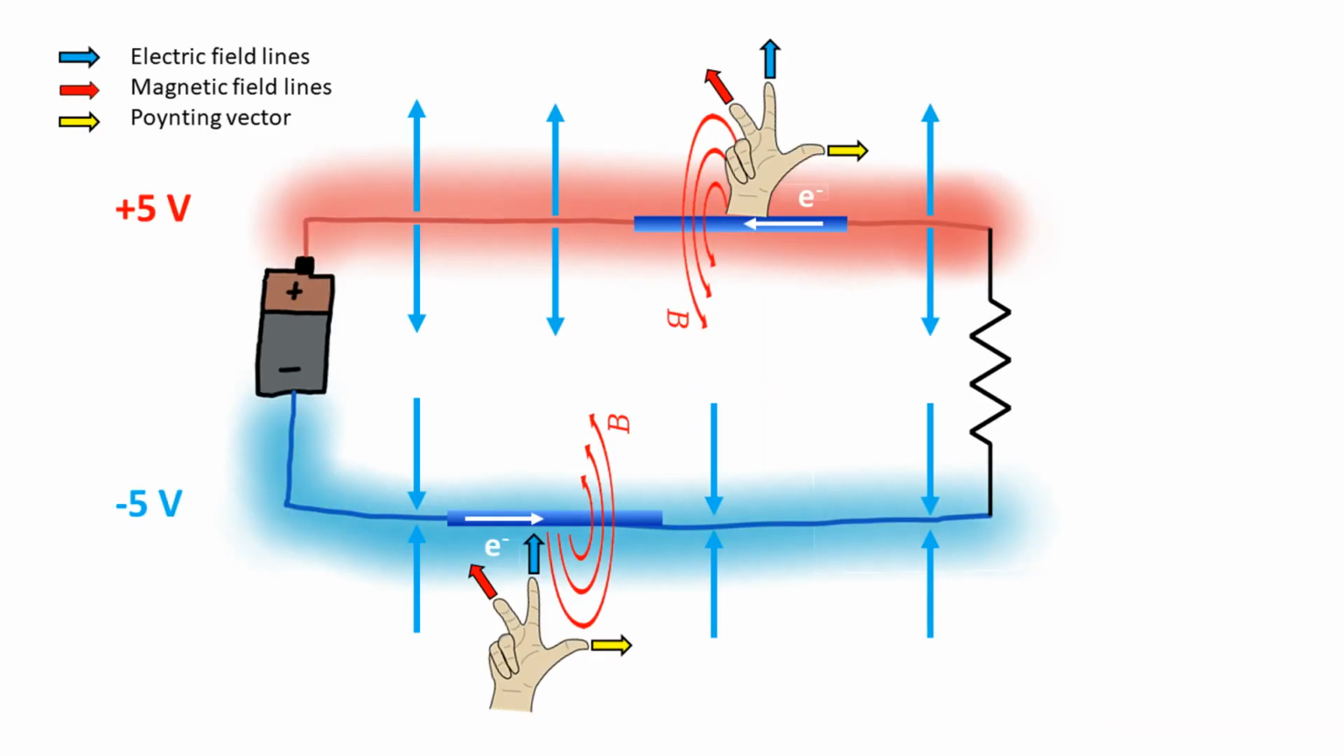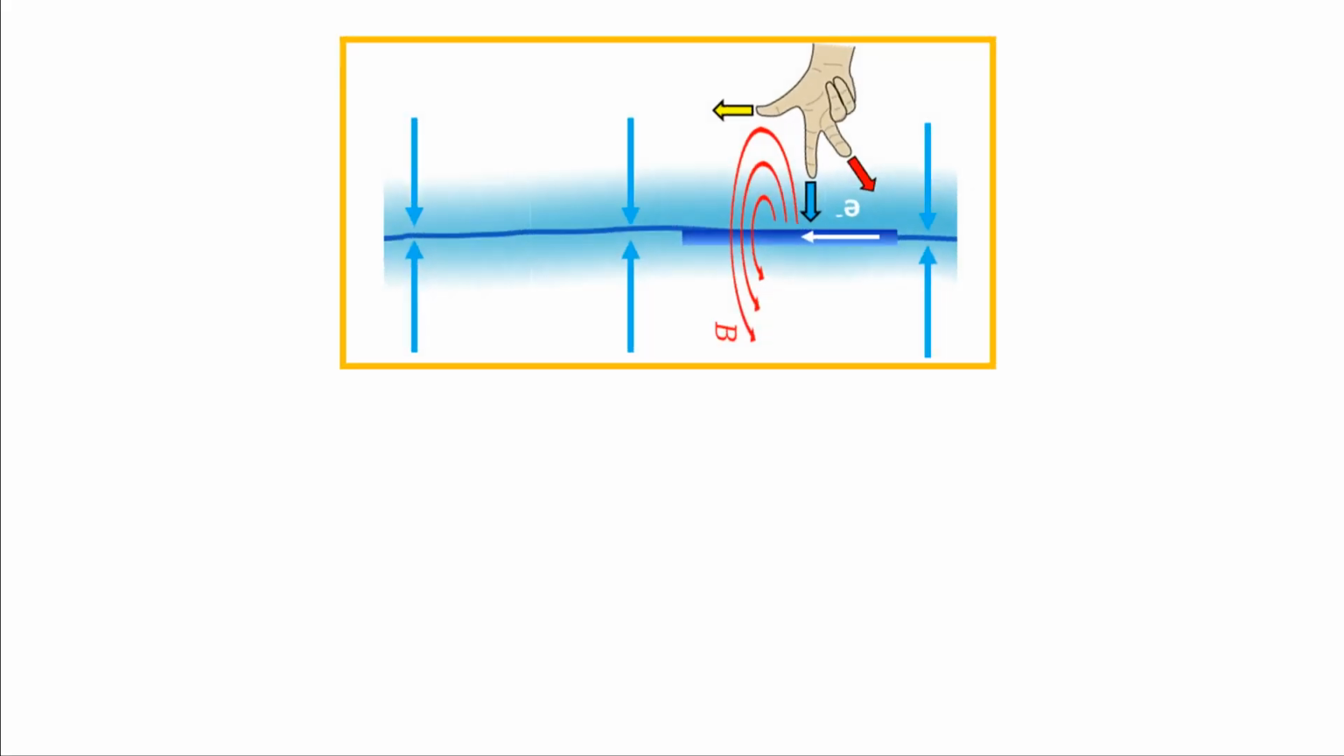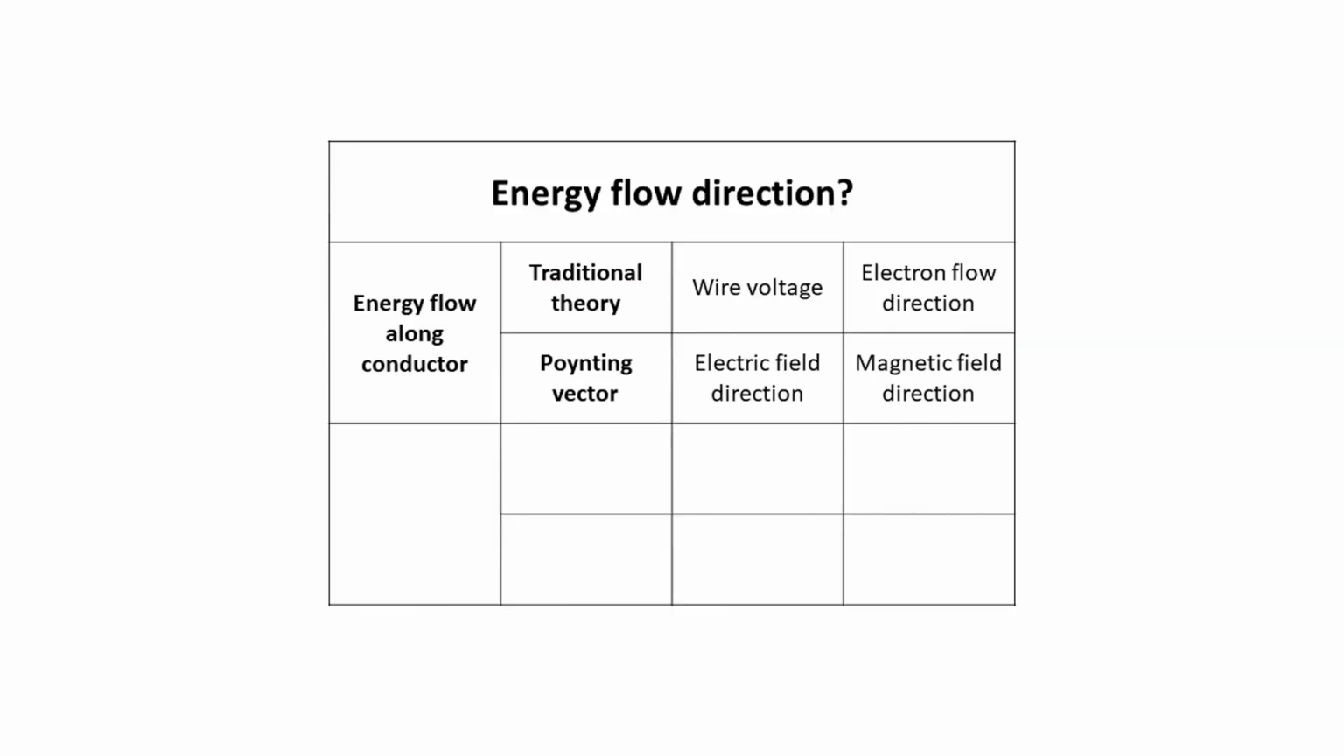And with the Poynting vectors added, we notice something interesting. On the negative branch of the circuit, the Poynting vector points in the same direction as the flow of electrons, regardless of how we orient the wire. And on the positive branch, the Poynting vector points in the direction opposite to the flow of electrons. So we find that, even though the Poynting vector analysis uses a different set of inputs, it returns the same answer as the traditional analysis about the connection between the flow of electrons and energy flow direction.